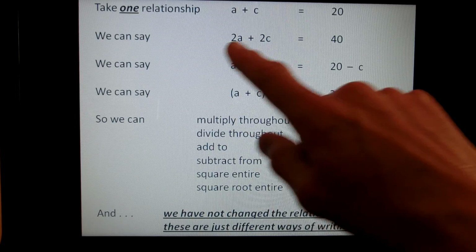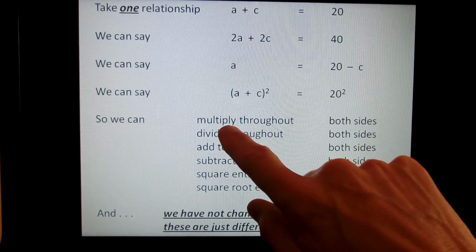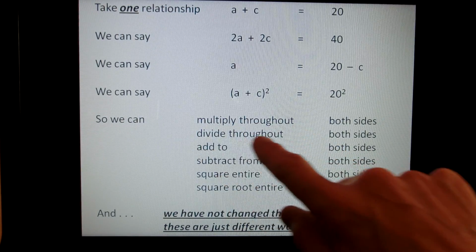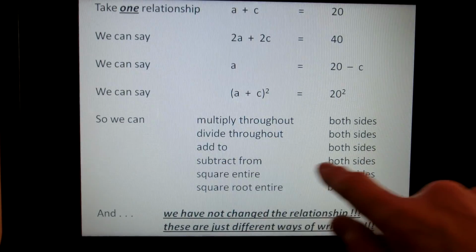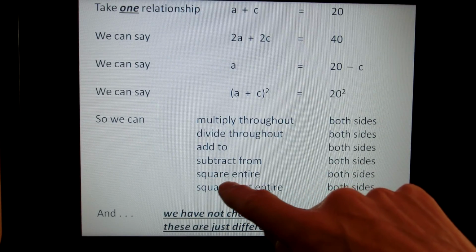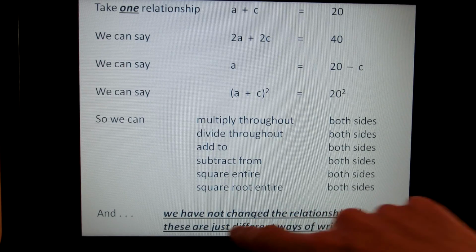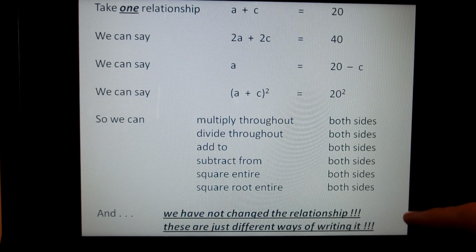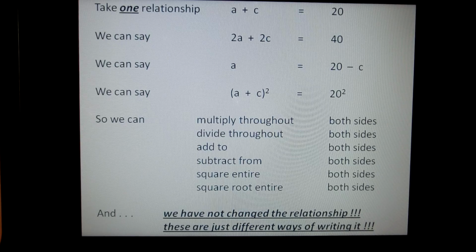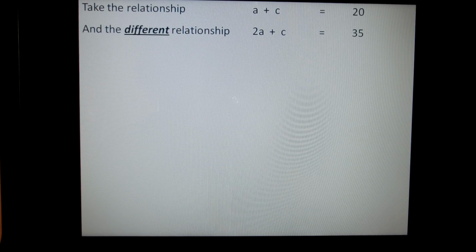Okay, so if we have a linear relationship, we can multiply throughout, divide throughout, add to both sides, subtract from both sides, even if you want to square or square root. And we have not changed the relationship. These are just different ways of writing it. One other thing we have to understand.